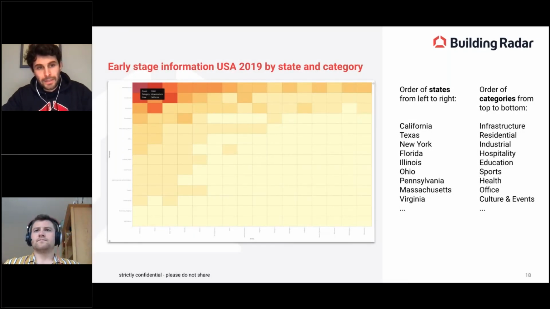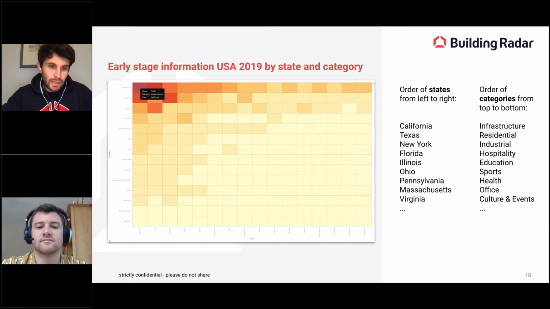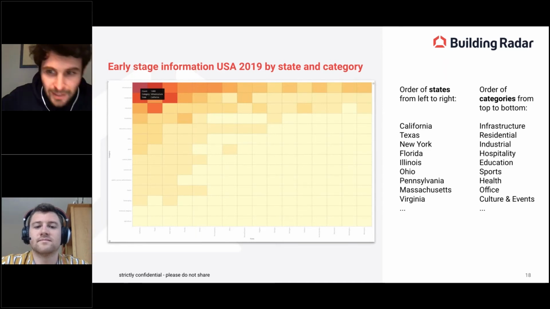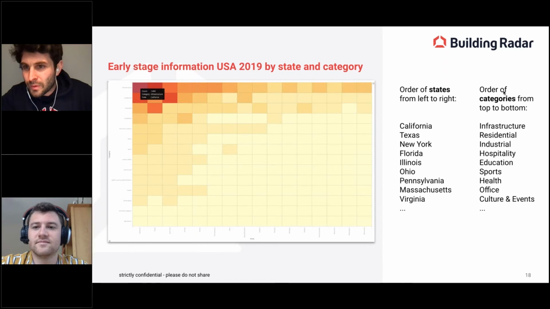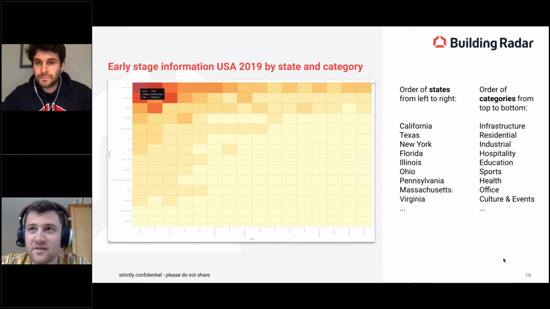Exactly. And the same we have here in a slightly different view. And I apologize for the small font, but yeah, that's no problem. So that's why we put it on the side here as well.